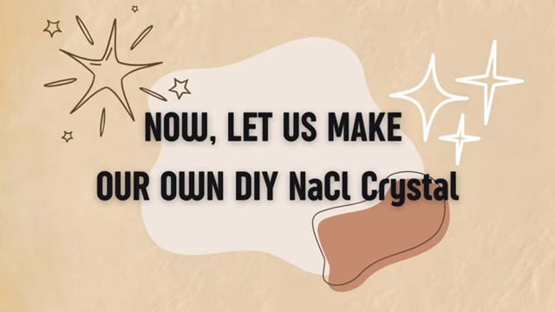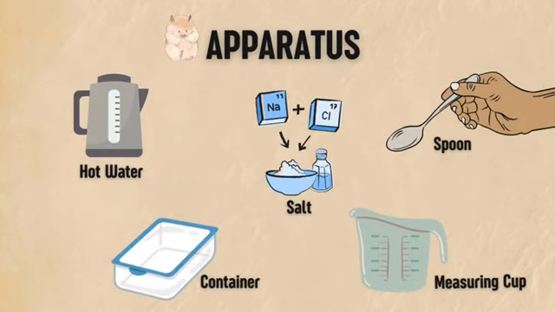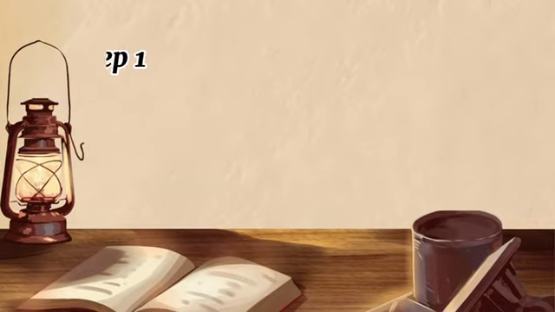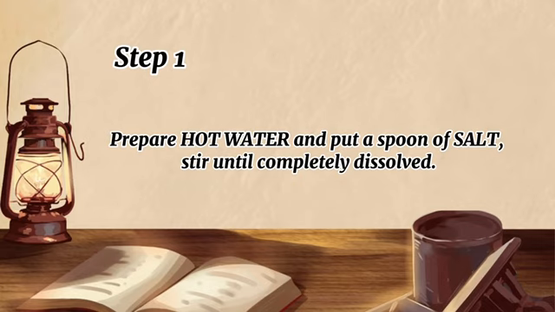Now, let us make our own DIY sodium chloride crystal. For making sodium chloride crystal, we just need hot water, a container, a spoon, a measuring cup, and the most important thing is salt. First, we need to prepare hot water and salt. Then, we put a spoon of salt into the hot water and stir until it dissolves completely.